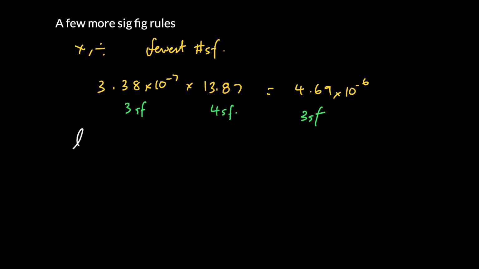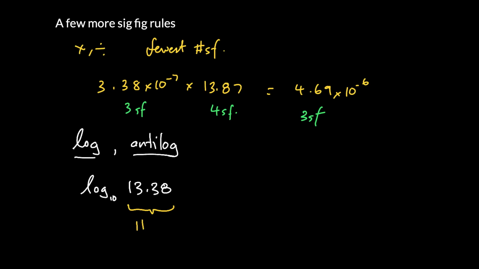When we have logarithms and anti-logarithms, the rules are a little bit more challenging to remember. With a little bit of calculus, you can actually see where all this comes from, but without calculus, you just have to remember the rules, but they're not too atrocious. If you take the base 10 logarithm of a number like 13.38, then it turns out that the number of significant figures translates into the number of decimal places of the final result. So we have 4 significant figures here. That's going to translate to 4 decimal places at the end of the day.